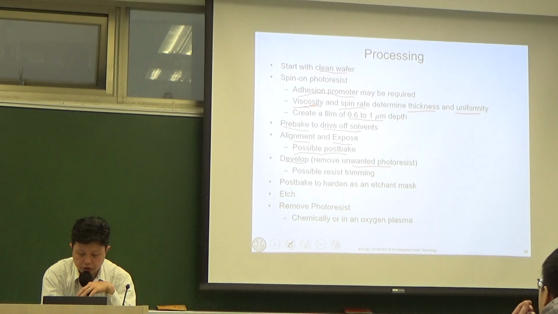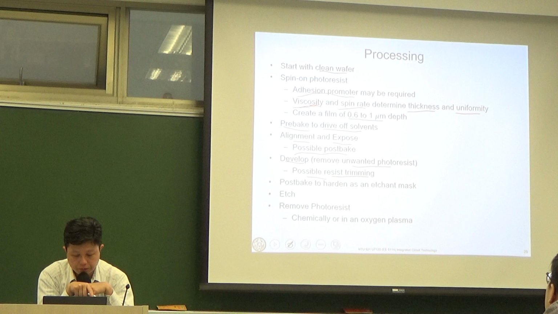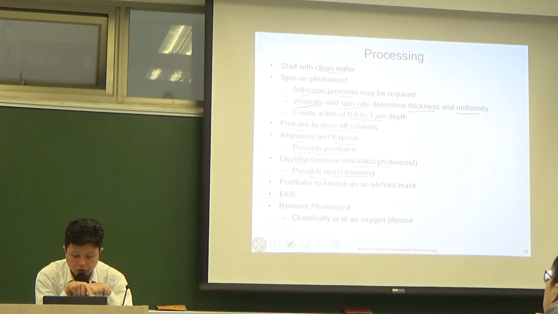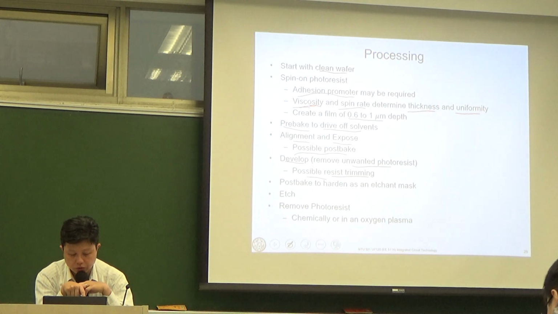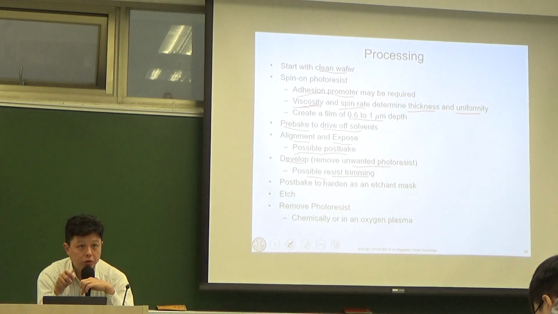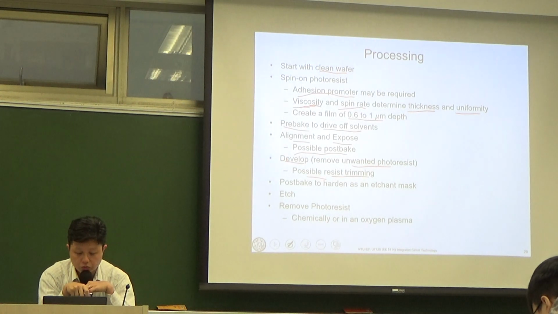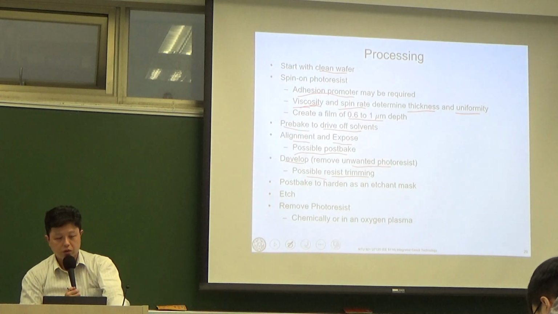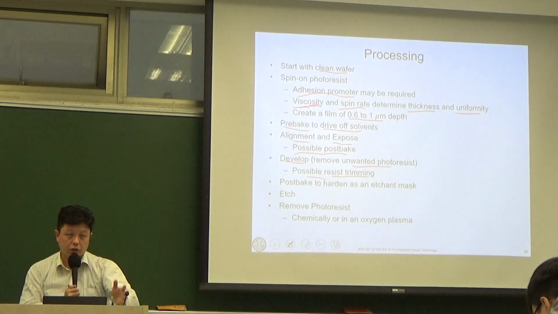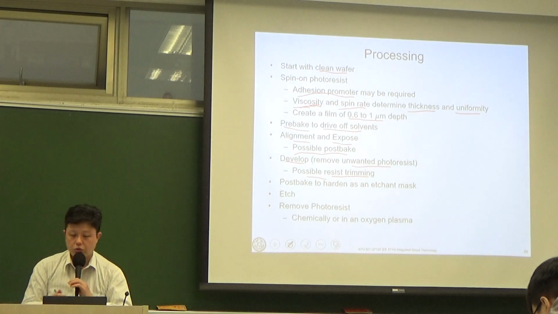Okay, and possible resist trimming, which means sometimes you want to reduce the critical dimension or the minimal feature size. Because of limitation of your exposure tool, that will give you certain critical dimensions. But if you want the dimension even smaller, what can we do? We can use some resist trimming, maybe in some RIE chamber. You can etch away part of your photoresist.